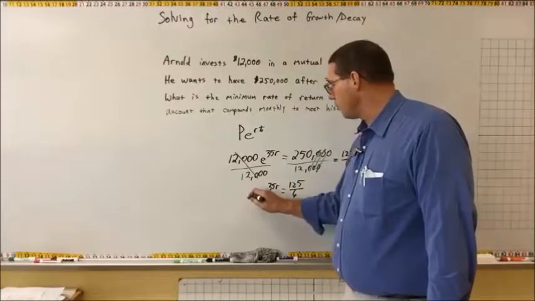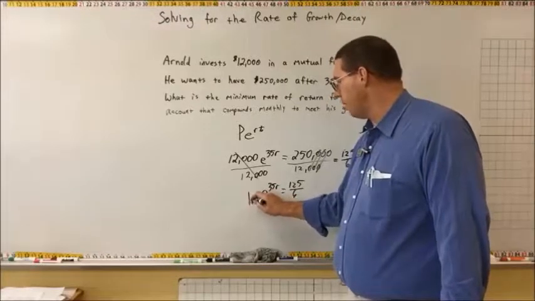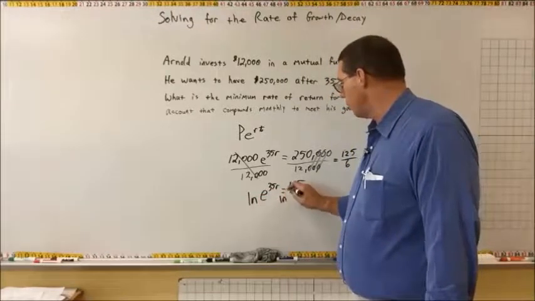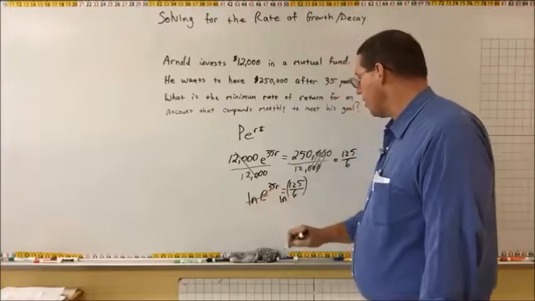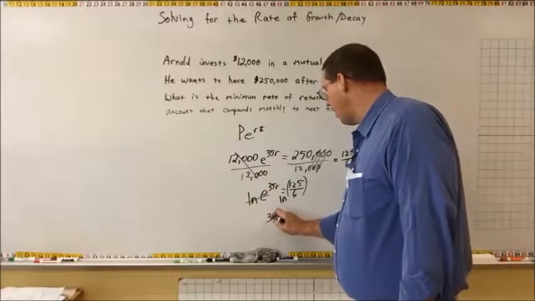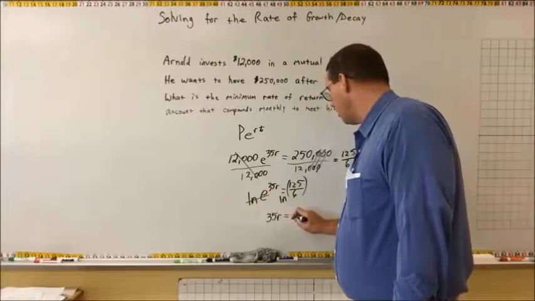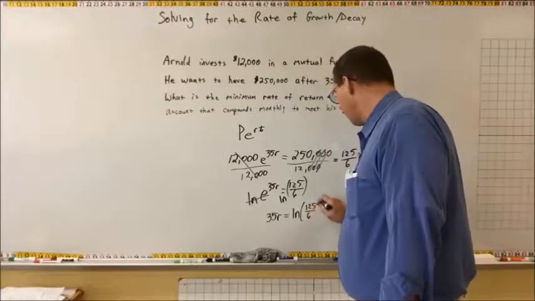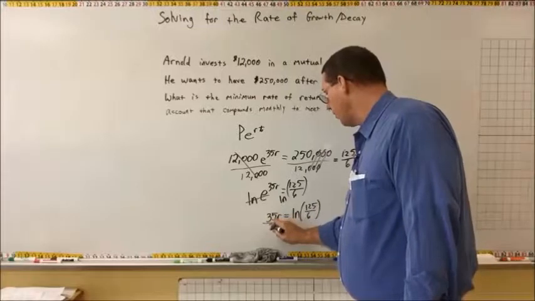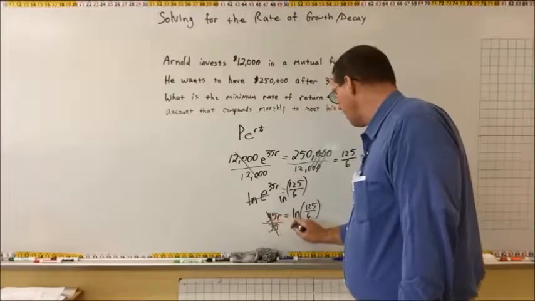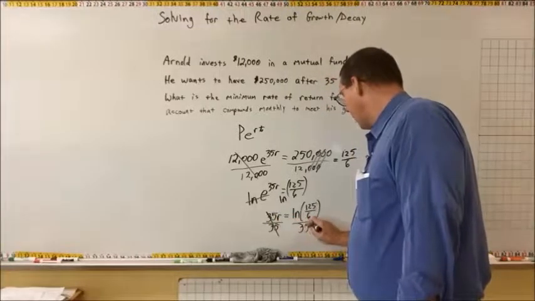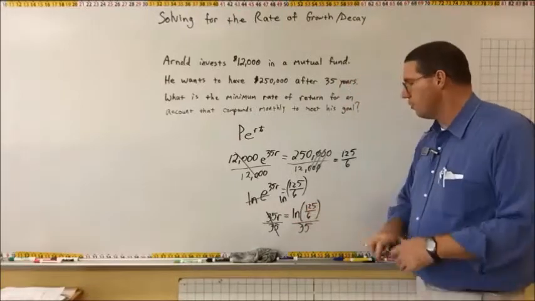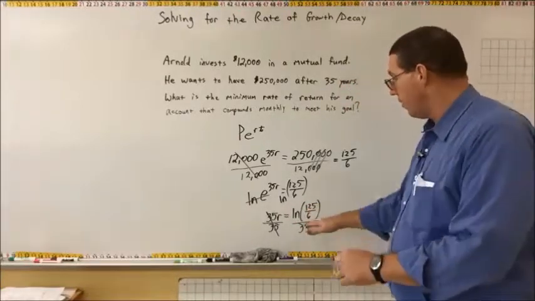Now, we're going to do the natural log to cancel the exponential base of e. We're going to do natural log to both sides. That's going to cancel the e. And now we have 35r is equal to the natural log of 125 over 6. Lastly, we're going to divide by 35 on both sides. And now r is equal to the natural log of 125 over 6, divided by 35.